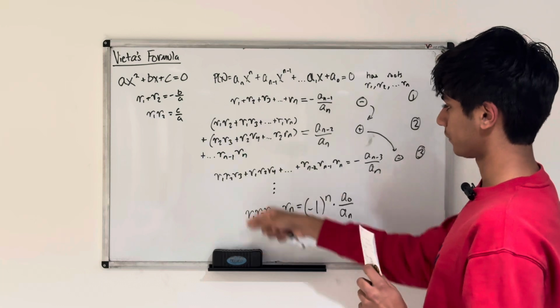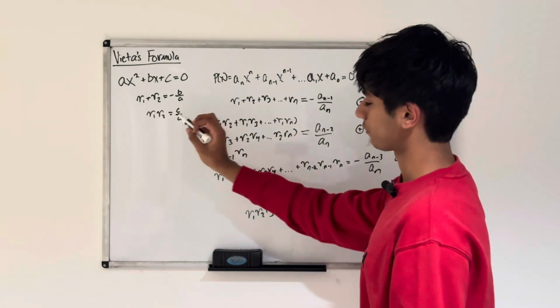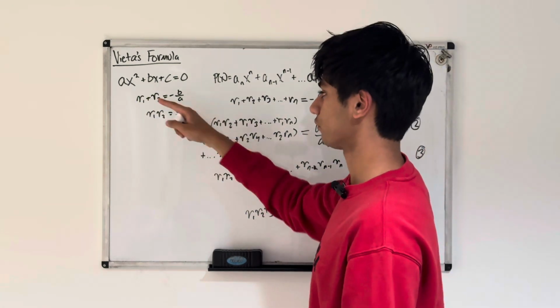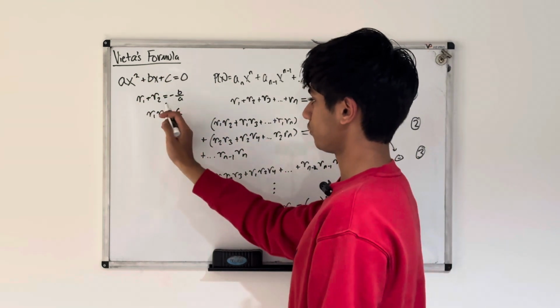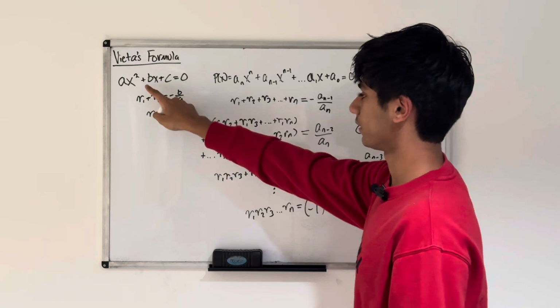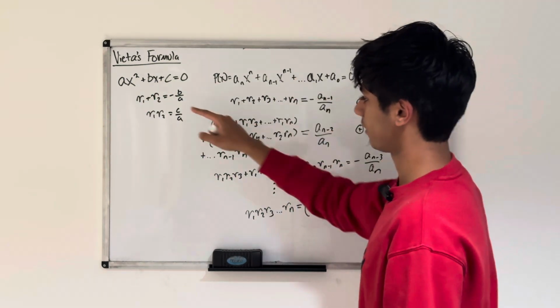So that's Vieta's formula, and as you can see, this formula works for this case, right? In this case, we're going to have two equations, because we're only going to the power of 2. The first one, r1 plus r2, is going to equal the second term divided by the first term, and negative, because it alternates. So negative b over a.